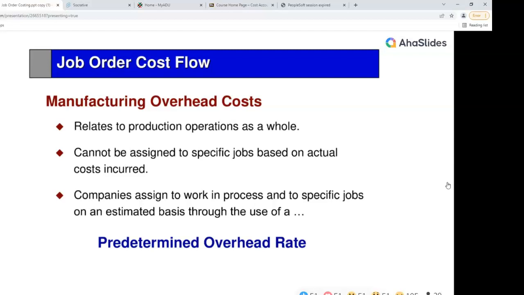So I accumulate them in an account. When I pay the electric company or what have you, I debit manufacturing overhead. I keep an account called manufacturing overhead, which I debit all the time. And this relates to all production operations, because I cannot assign them to the individual job. So what I have to do now is develop, and we do this at the beginning of the production year, what's called a predetermined overhead rate.